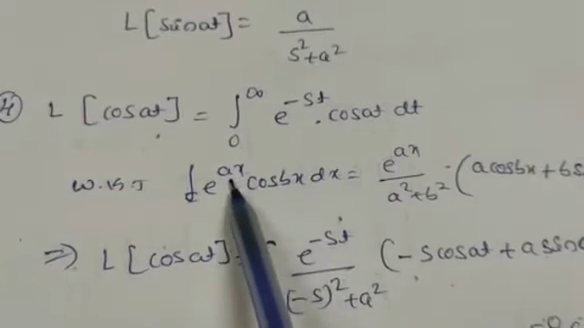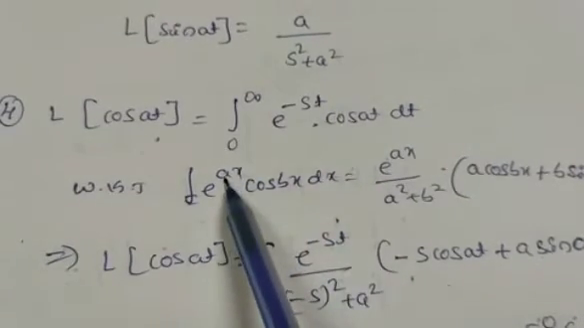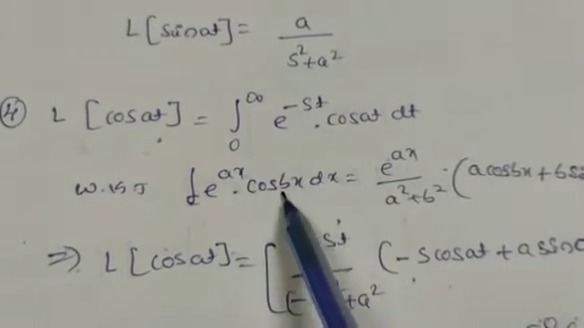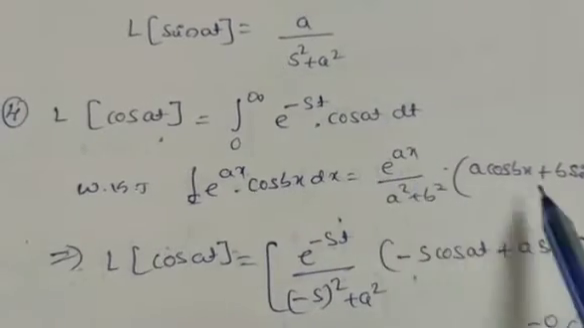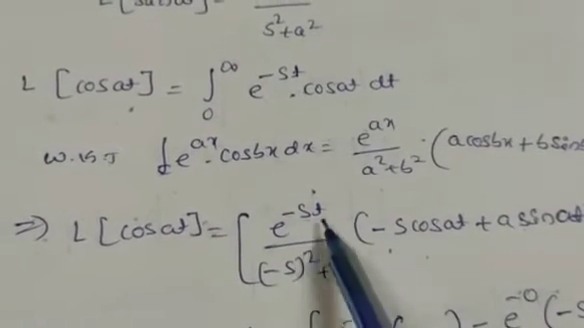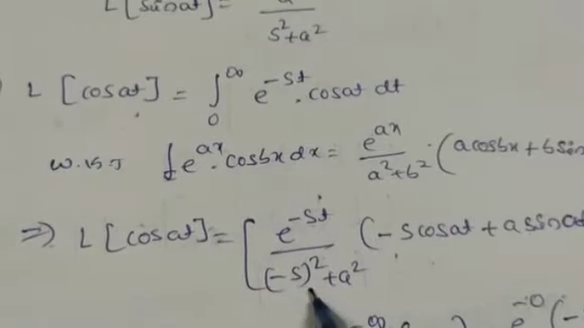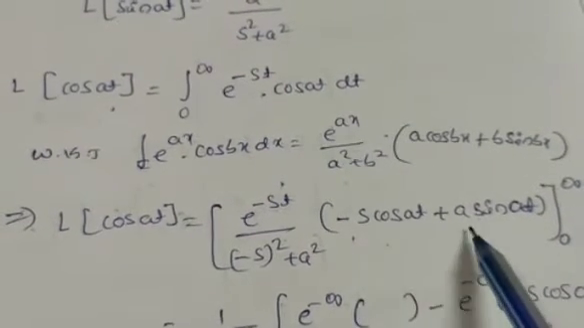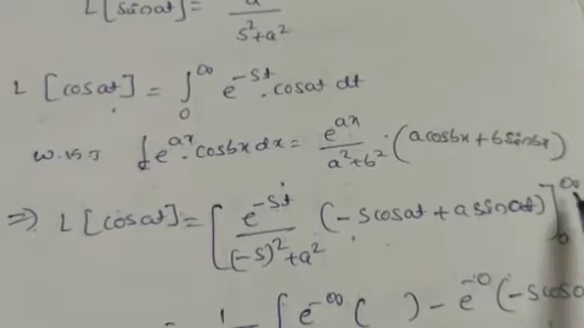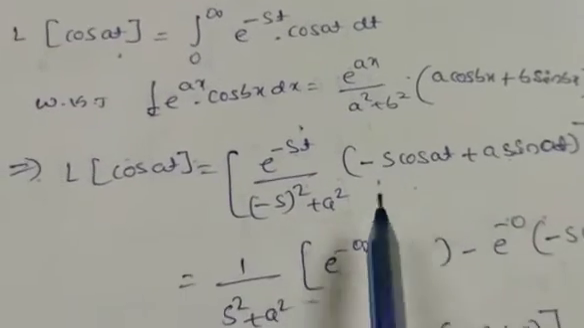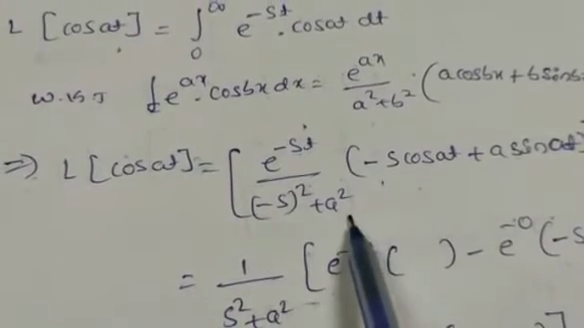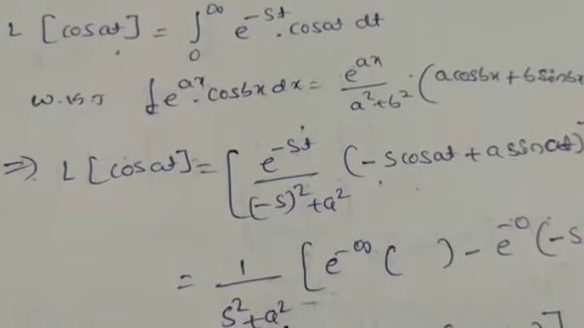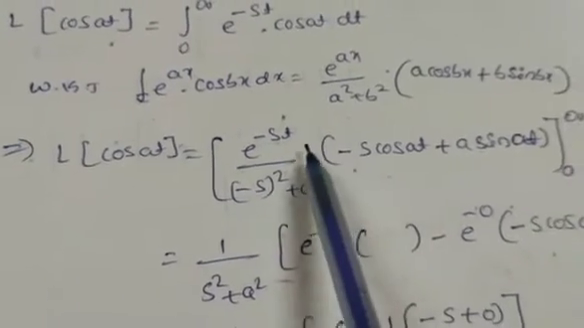So you just replace in this formula a by minus s, b by a, and t by x. So you will get it like this: e raised to minus st divided by minus s whole square plus a square, into minus s cos at plus a sin at, between the limits 0 and infinity. Again, this is independent of t, so we can take it outside: 1 by s square plus a square, and substitute the limit for t here.